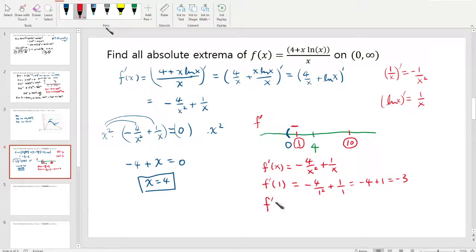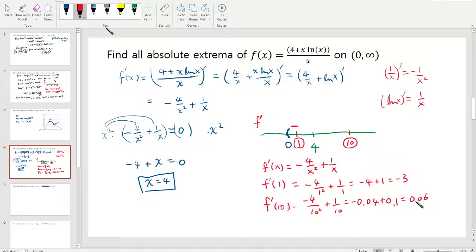And then f prime of 10 would be negative 4 over 10 squared plus 1 over 10. So negative 4 over 100, what's that? Negative 0.04, right? 4 divided by 100 is 0.04. Plus 1 divided by 10 is 0.1. So that's easily like 0.06.